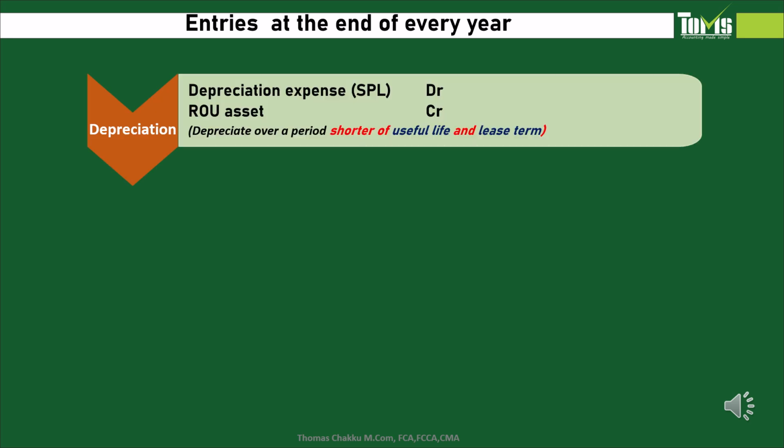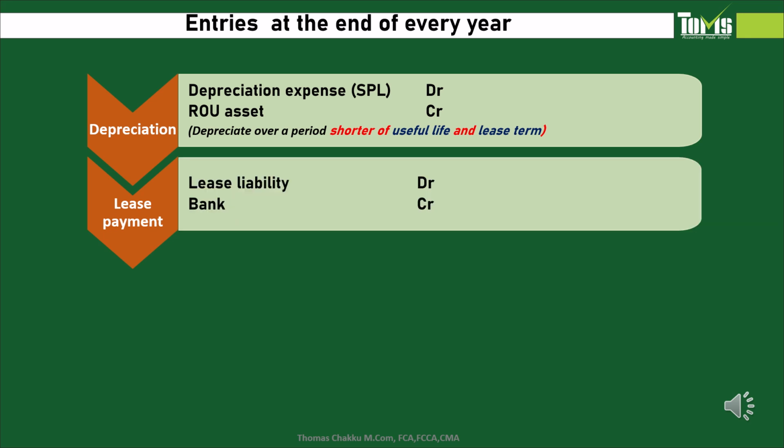Now, what entries are to be made at the end of each year? 3 entries are to be made. First, entry for depreciation. Depreciation expense is debited, and ROU asset is credited. Depreciation amount is calculated over the shorter of useful life and lease term. Second, entry for lease payment to the lessor. Lease liability account is debited and bank or cash account is credited.